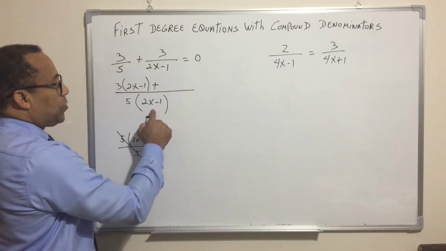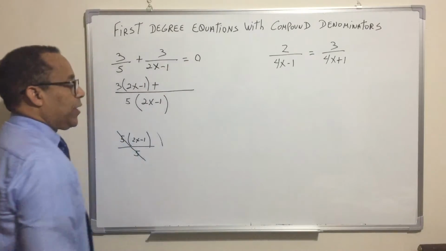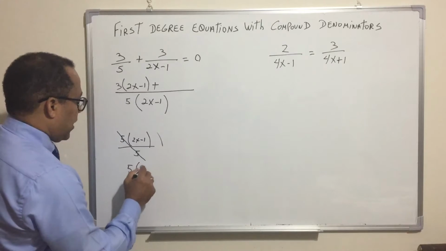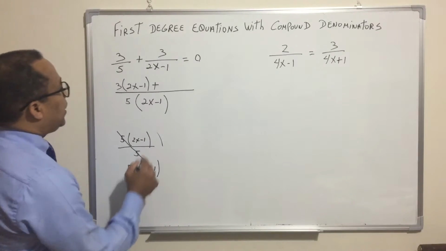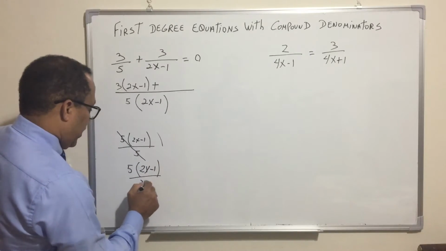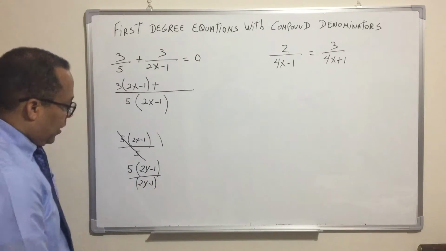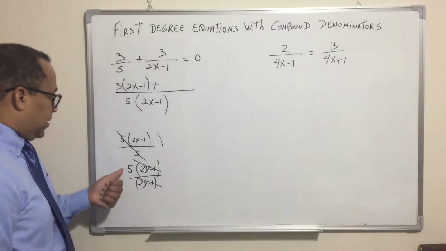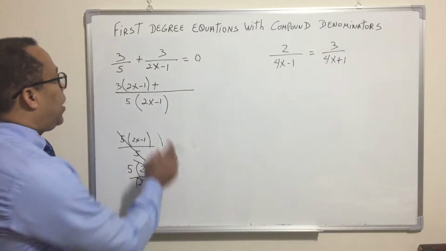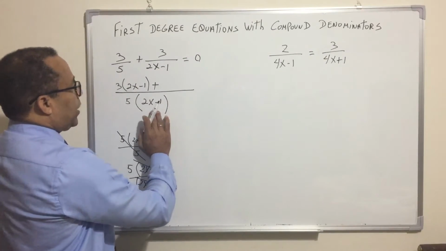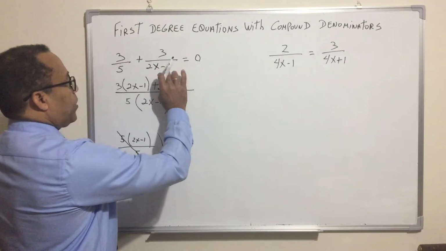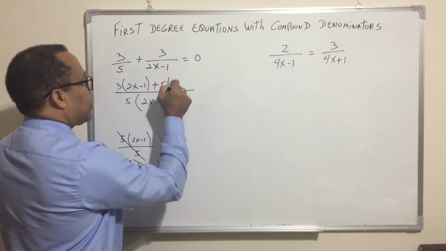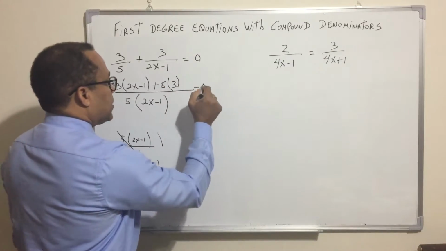5 times 2x minus 1 divided by 2x minus 1. Let me show you the process again. 5 times 2x minus 1 divided by 2x minus 1. And we cancel the 2x minus 1 and the result is just 5. So 5 times 2x minus 1 divided by 2x minus 1 is 5, times 3 equals 0.